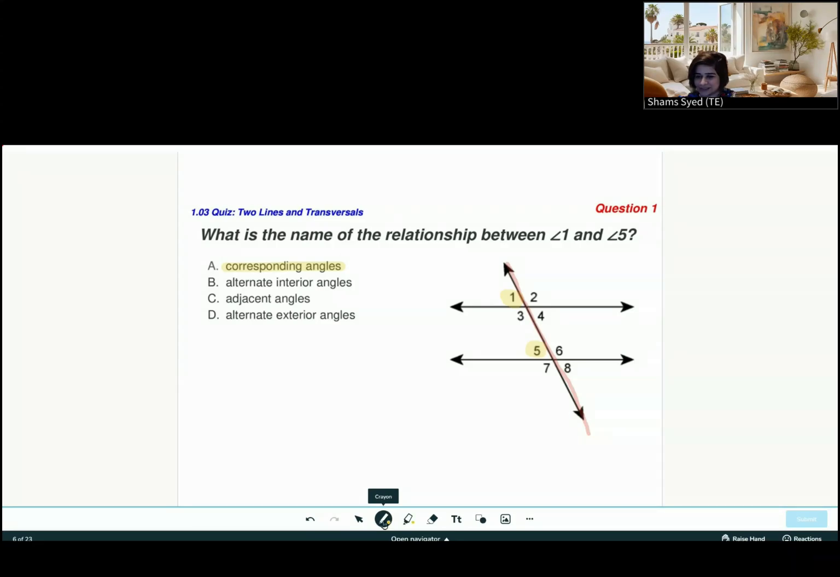Remember, it's just a formality for me to teach you these. You're not going to be tested over it. But having some knowledge about the names of the angles is not going to be bad. They are called corresponding. Look at the red transversal. Angle 1 and angle 5 are both towards the left side, and it's called corresponding.